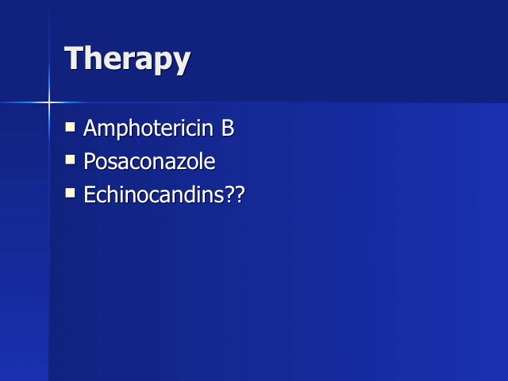The treatment of choice is amphotericin. Posaconazole also has activity. It's recommended for patients who cannot tolerate amphotericin. But unfortunately, many times the patients that we see are too sick to be able to eat a fatty food in order for the posaconazole to be absorbed. Echinocandins, there are some papers out there that say that for Rhizopus, echinocandins may have some activity.